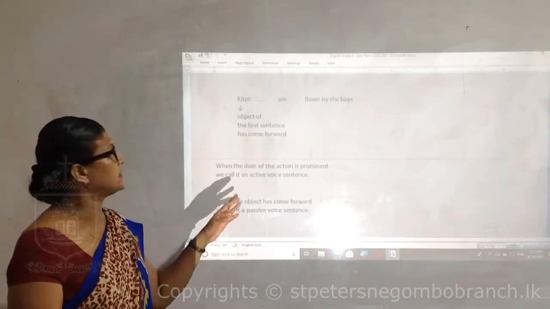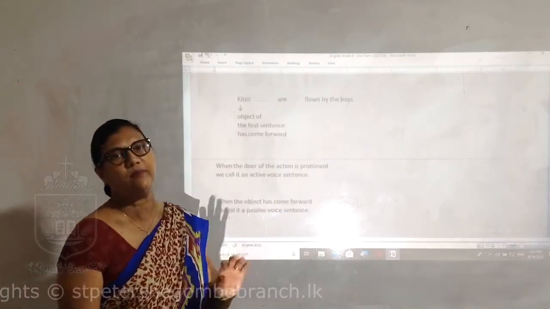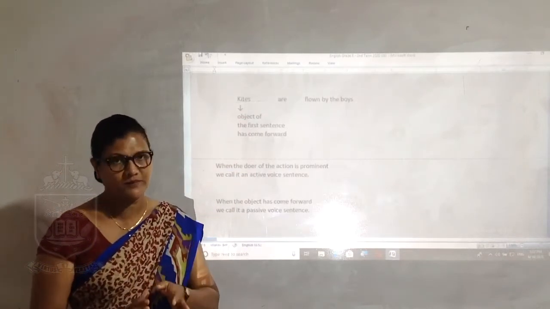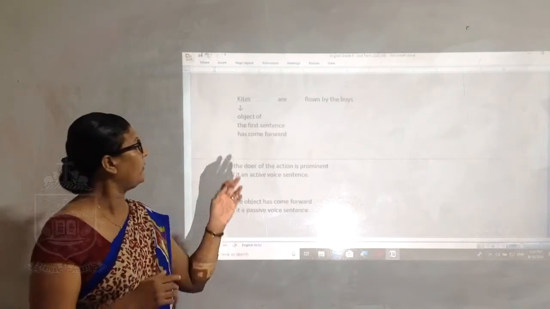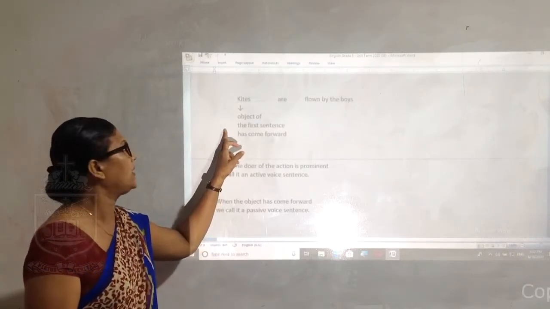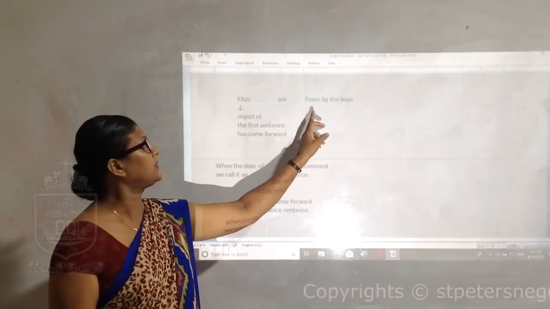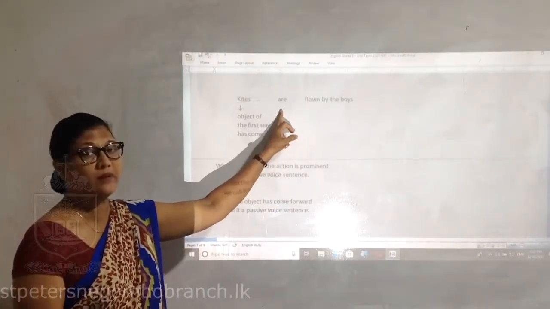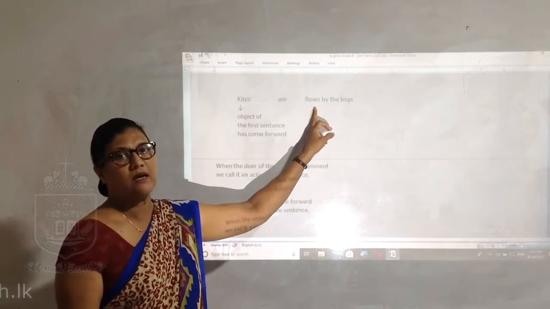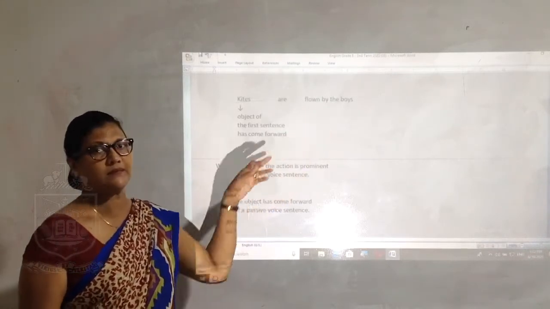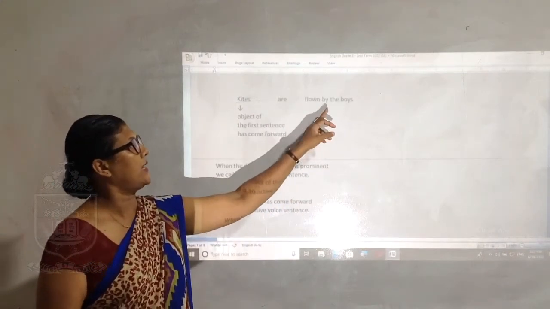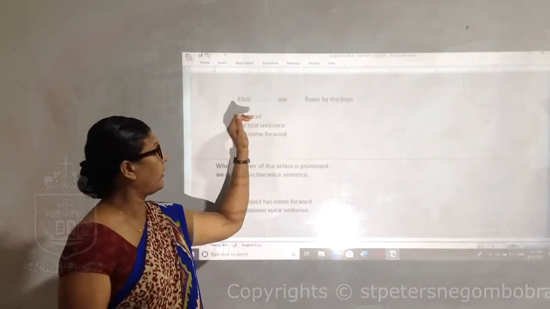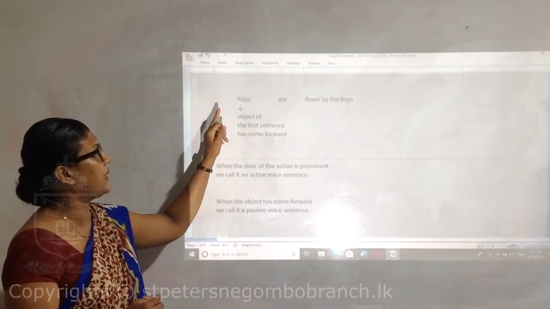In the second sentence, kites are flown by the boys. There is the word kites. Kites, that word is the object of the previous sentence. Now here it has become prominent, come forward. So the verb is also changed. You can see there is an auxiliary or helping be verb here, and this verb has got its past participle form, and the word by has come here. So the form of this sentence is different. That is passive voice sentence.